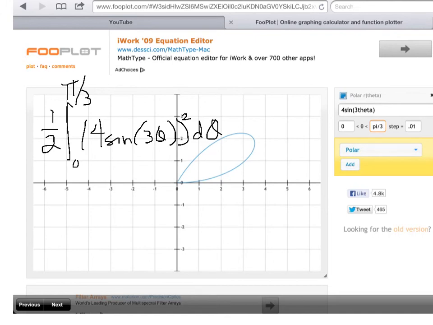Now if you're wondering, why didn't he just integrate from 0 to 2 pi and at the end divide by 3 because we only were doing one loop? I certainly could have. I just thought this was a nice way to get some practice on finding those bounds in an easy equation.